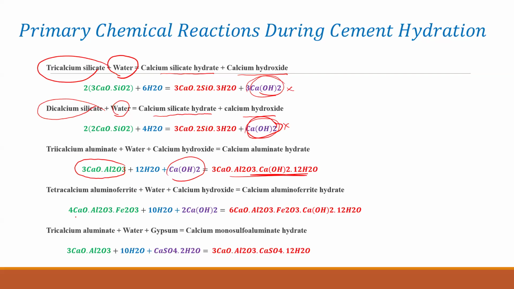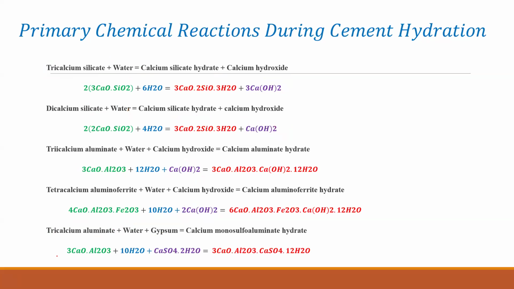And also C4AF is reacting with water and also reacting with calcium hydroxide, and it is making calcium aluminoferrite hydrate. So calcium aluminate, C3A, is reacting with water and gypsum together, and it is making calcium monosulfate hydrate. So as I told you, you don't need to remember these reactions. However, you need to have that understanding.